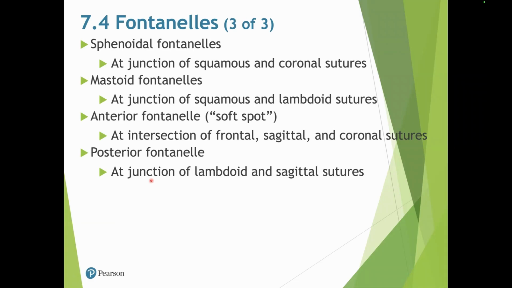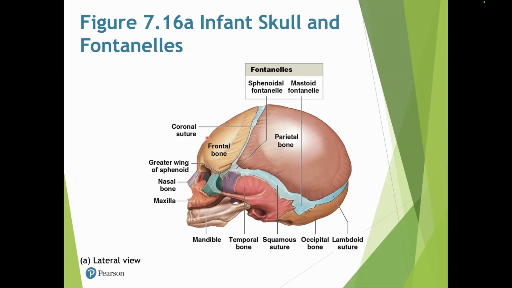So the sphenoidal fontanelles, you're going to find those at the junction of the squamous and the coronal sutures. Mastoid fontanelles, I feel like you could read this on your own. I could just show you a picture, right? Okay, so you've got your sphenoidal fontanelles. You're going to find them right here. Mastoid fontanelles are by the mastoid process, where that's going to be. You have your coronal suture right here.